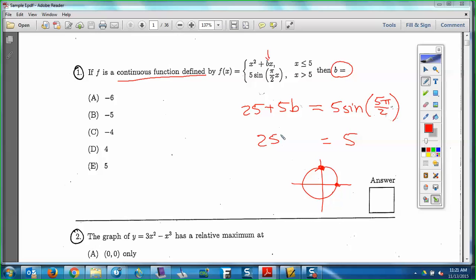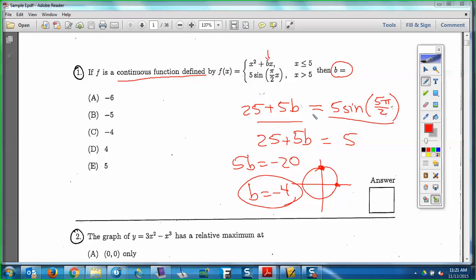So 5 times 1 is 5. So 25 plus 5b equals 5, so 5b equals negative 20. B equals negative 4. If b is negative 4, these two will have the same y value when x is 5, making it a continuous function, and there's your answer. Okay? I think you have something similar to that in your homework today. With a piecewise, and they ask where it's continuous.